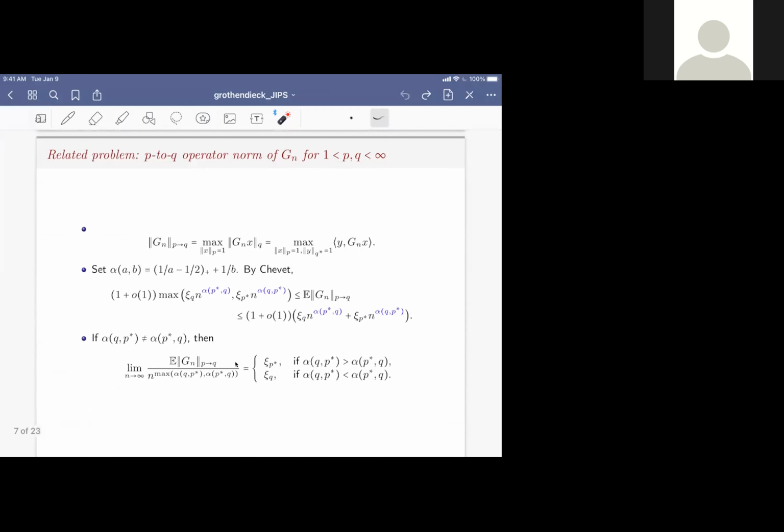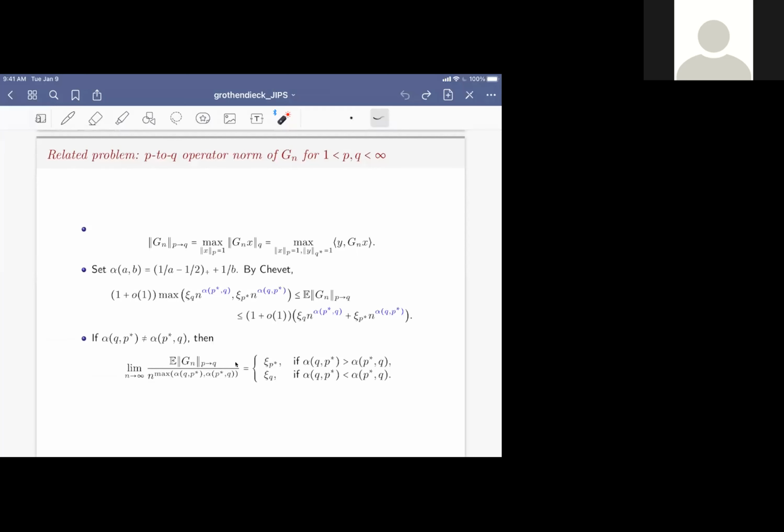Okay, so before I tell you the main results, let me digress a little bit and mention a related problem. This is the p to q operator norm of a Gaussian matrix Gn when p and q are between 1 and infinity. And I'm a bit surprised to see that this problem has not been studied in the literature for general p and q.